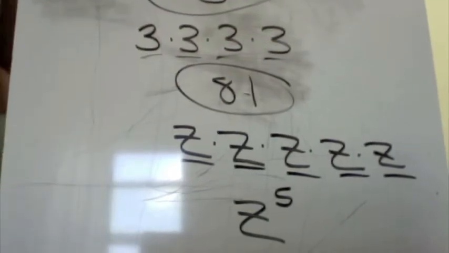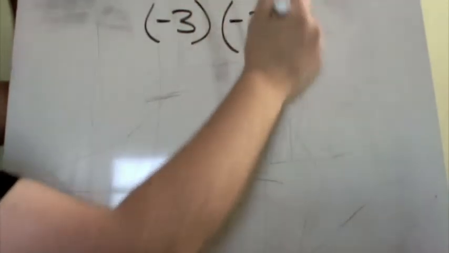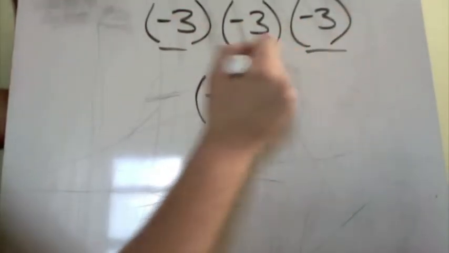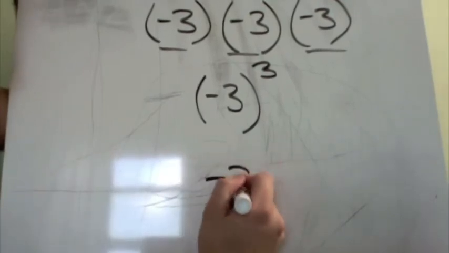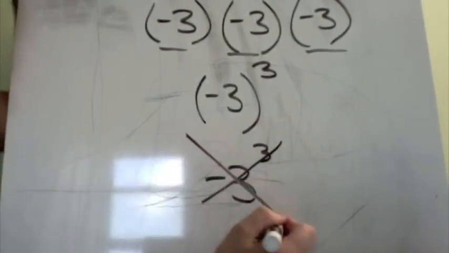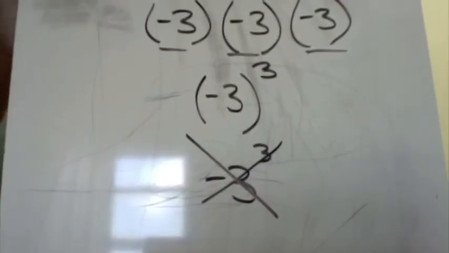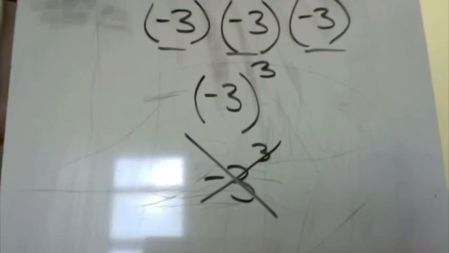Now, where you have to be careful is where you're dealing with negatives. We're going to talk about that a lot in the next chapter. For example, if I have negative 3 times negative 3 times negative 3, we would write that as negative 3 to the third power. You're not going to write it as that. That's not how we write it. That negative needs to stay in those parentheses, and we will talk about that in more detail later on.